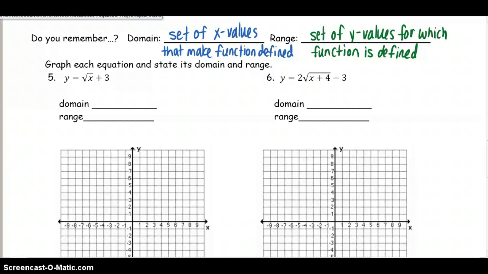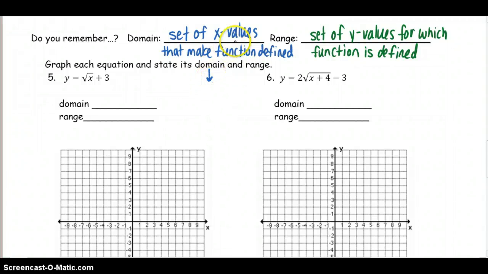Alright, for number 5, for these problems it says graph each equation and state its domain and range. Okay, what I like to do with these is I like to try and figure out my domain first. Now you can always save the domain till the end, but I just want to show you kind of what it means to find the domain. The range is a little easier to see from the graph, so I save that one for the end. But the domain I want to talk about real quick before we start on the graph.